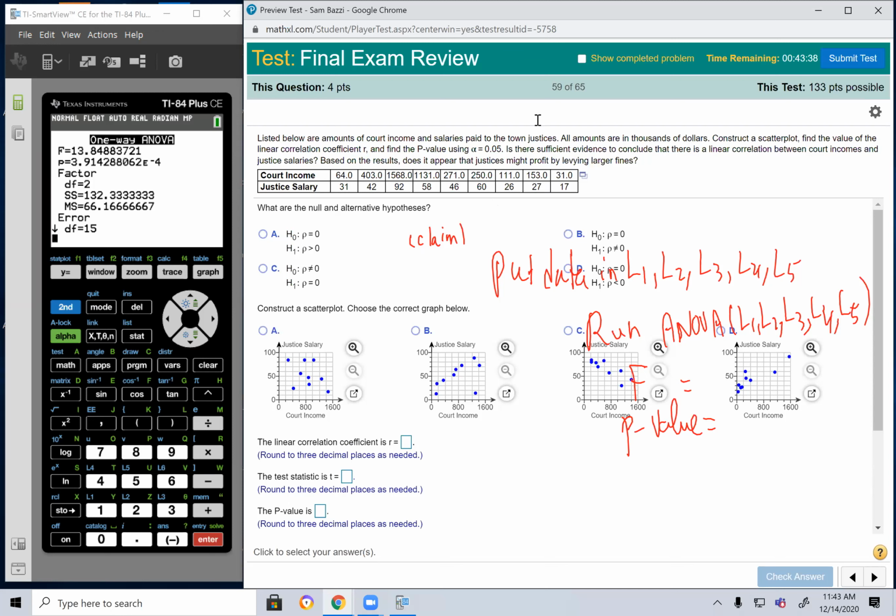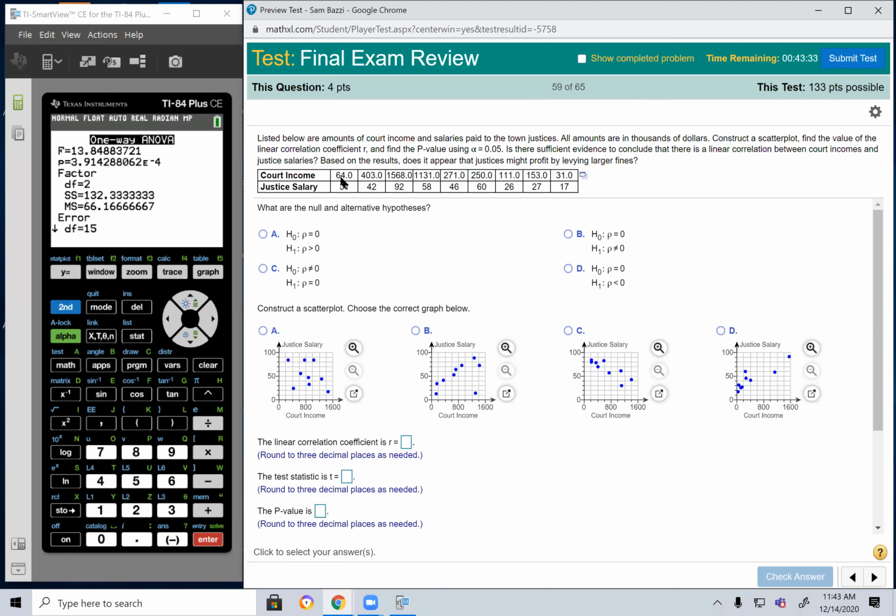All right. Let me clear this. Listed below are amounts of court income and salaries paid by the town justices. The amounts are in thousands of dollars. Construct a scatter plot, find the value of R, p-values, and is there sufficient evidence to conclude that there is linear correlation between court incomes and justice salaries? So I'm going to do this one, but I'm going to do it in StatCrunch.